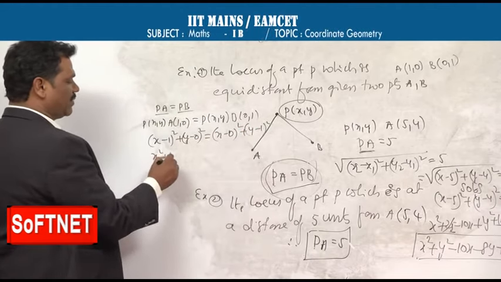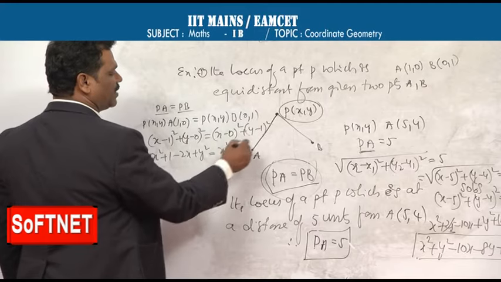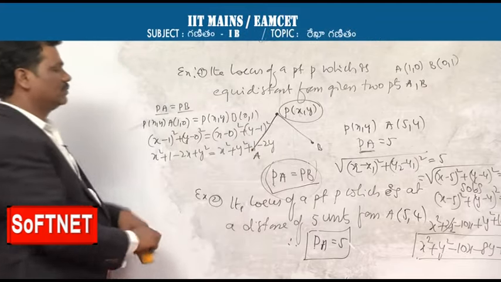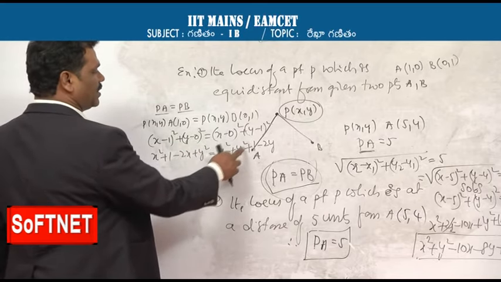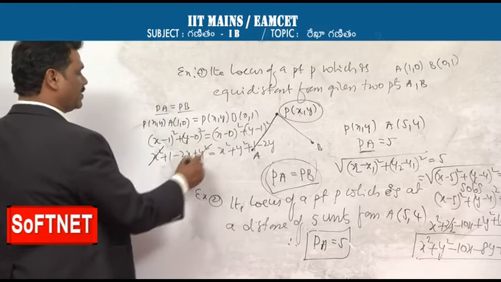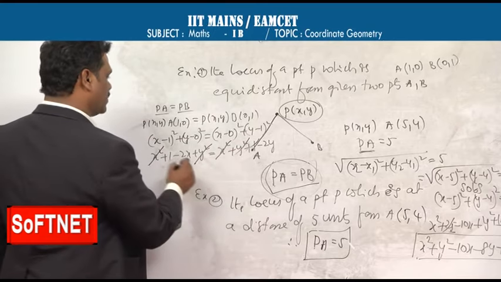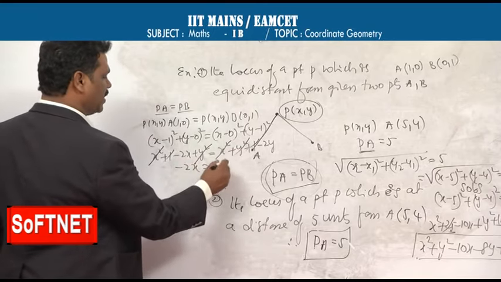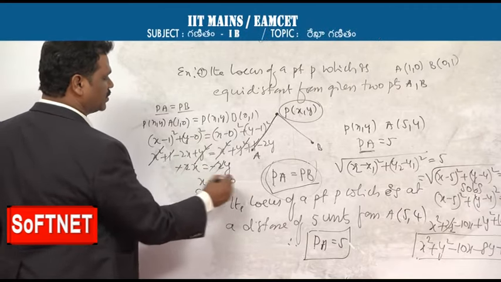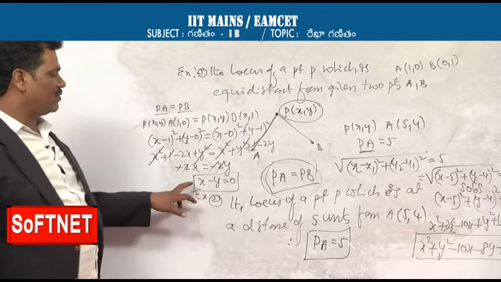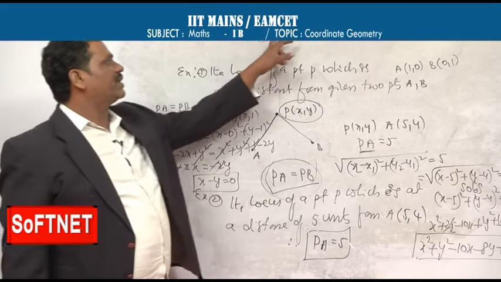So x square plus 1 minus 2x plus y square, equals x square plus y square plus 1 minus 2y. The x square and y square cancel, the 1 also cancels. We get minus 2x equal to minus 2y. The 2 also cancels, and the minus cancels. We get x minus y equal to 0. This is the equation of the locus, of the form f of x comma y equal to 0.